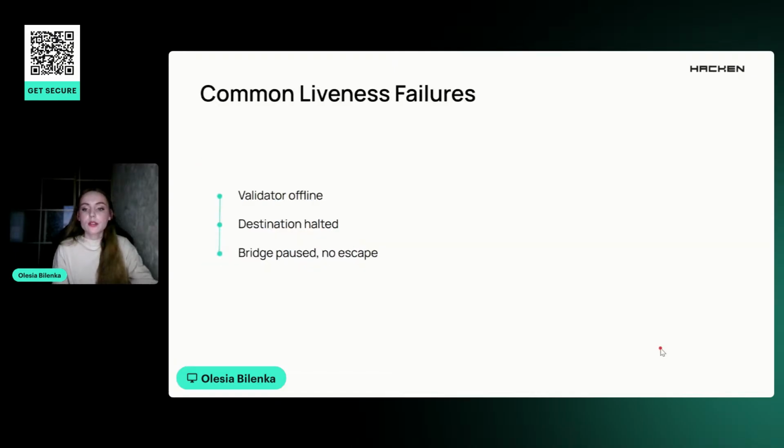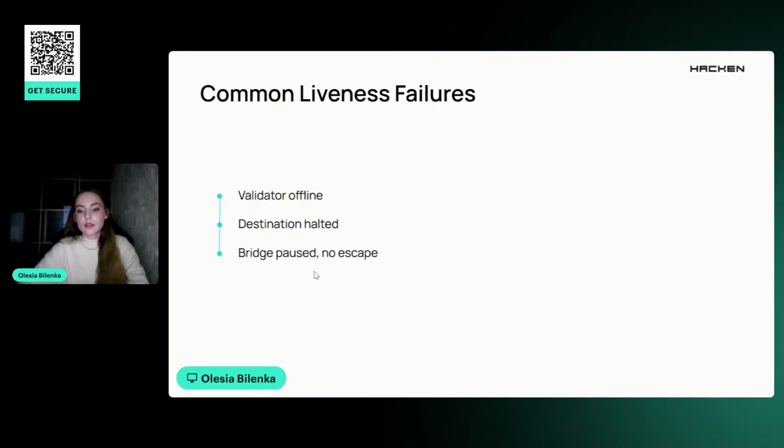There are three most common failure modes. The first is validator being offline. This means that no attestation is possible, which means that no relay is possible. Destination being halted. Relay just can't happen. And breach post may mean that new deposits are blocked, but existing ones have no escape. And all three of them may have the same result, funds stuck.